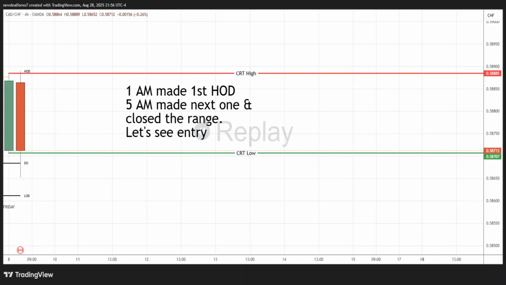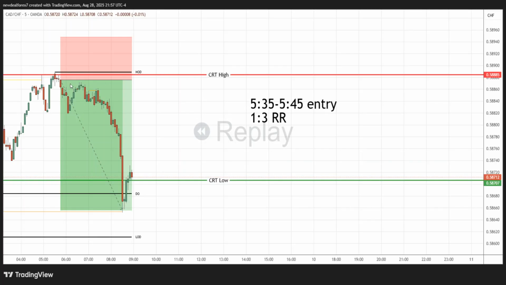Okay, so let's see the entry. This gave us a 1 to 3. Price barely hit the range there, right at 535 to 545. You kind of had a second chance on this retrace to get in, but you want to be in before you see that momentum really pick up and hit the daily open.